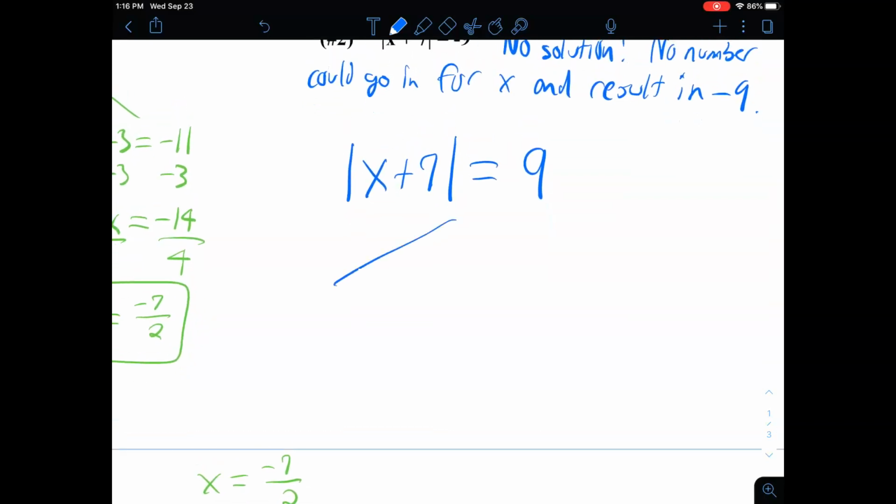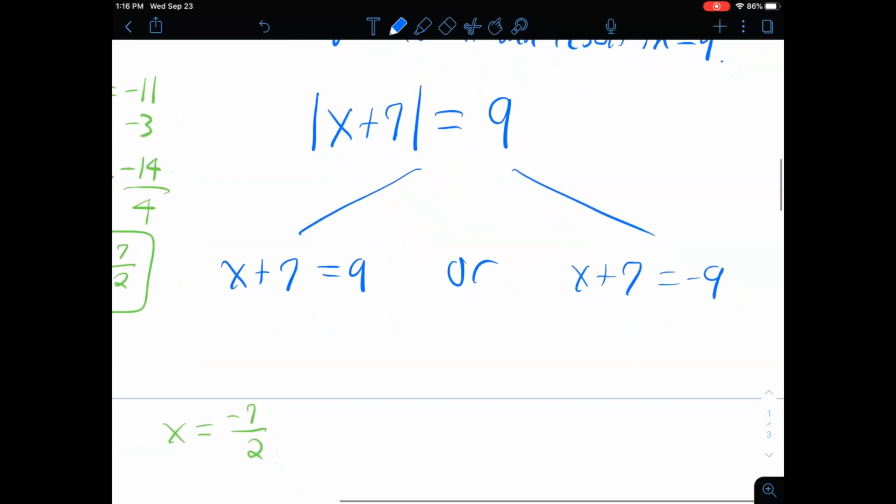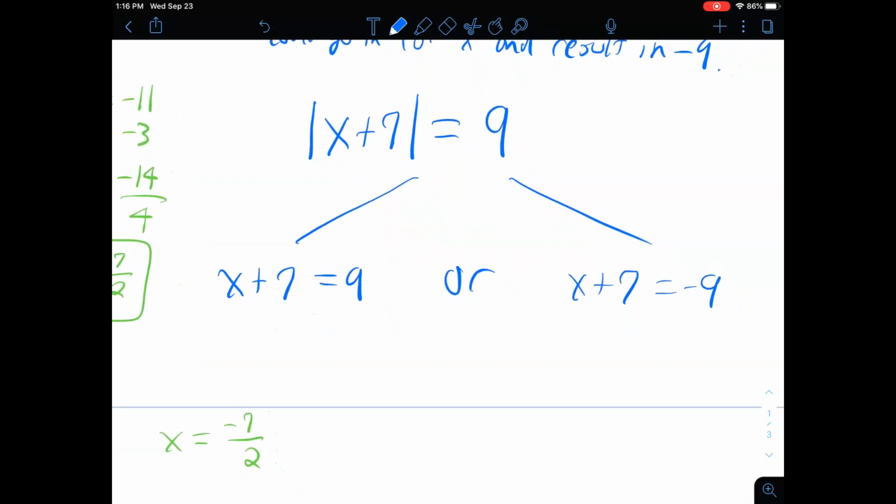We're going to split it like we did before. The trick is, if that's confusing to you, you're just going to split it. You're going to do x plus 7 equals 9, or x plus 7 equals negative 9. Okay? So what number goes in for x that would end up being 9 away from 0 at the end when you plug it in? All right, let's solve for x now. What are we going to do? Subtract 7. X equals 9 minus 7 is 2.